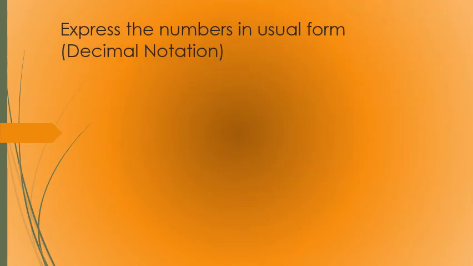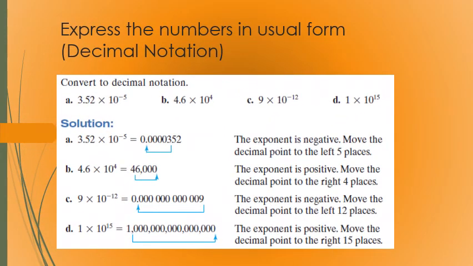Now, given the number, in the other way also, we can change it. We call it the usual form, or decimal notation. So how do we convert the given numbers from exponential form to usual form? First, we will see whether the exponent is negative or positive. As you see in the first question, it is 3.52 into 10 raised to minus 5. Then its exponent is negative. We have to move the decimal point 5 places.